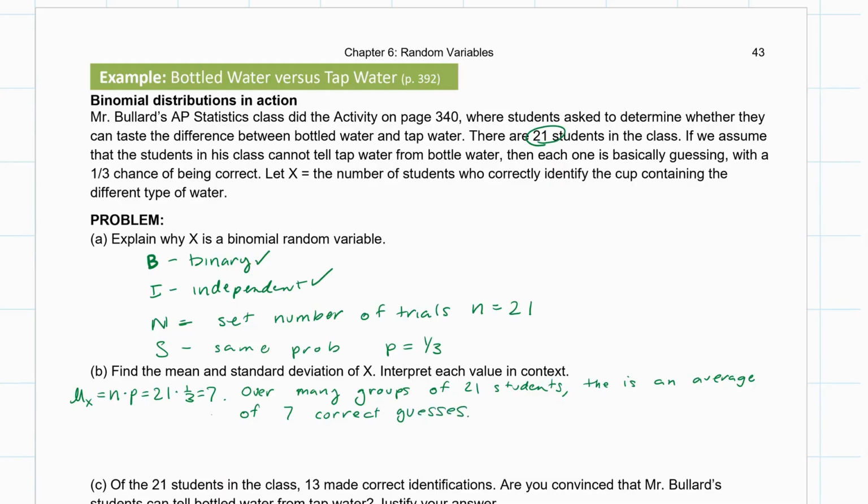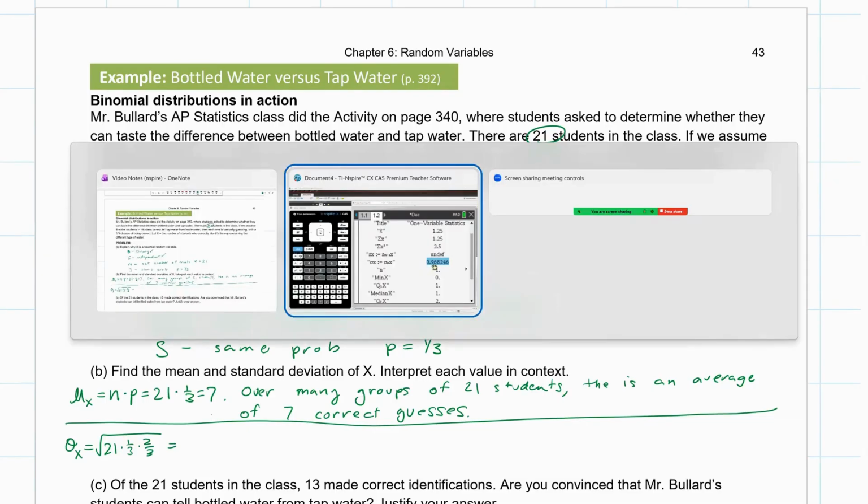There we go. And there's our finding the mean and interpreting the mean. What about the standard deviation? Well, the standard deviation is going to be the square root of 21 times 1/3 times 2/3. And let's go ahead and put that into the calculator.